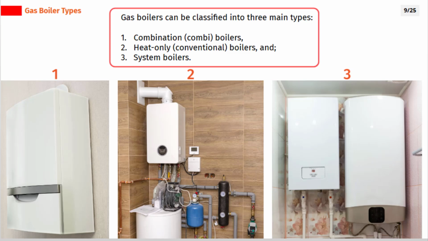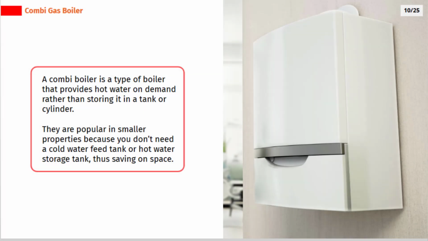Gas boilers can be classified into three main types: combination (combi) boilers, heat-only (conventional) boilers, and system boilers. A combi boiler is a type of boiler that provides hot water on demand rather than storing it in a tank or cylinder. They are popular in smaller properties because you don't need a cold water feed tank or hot water storage tank, thus saving on space.